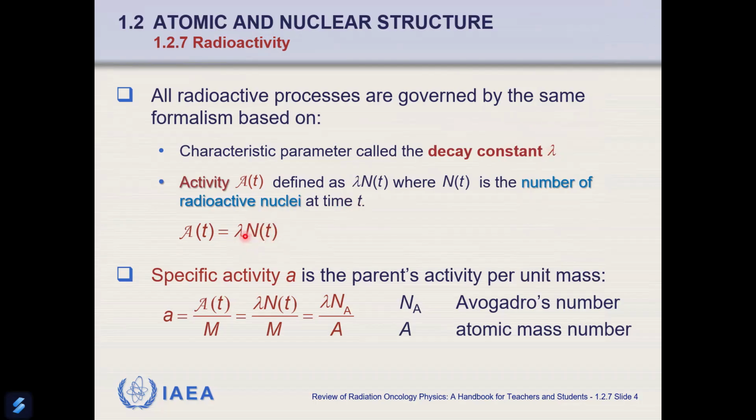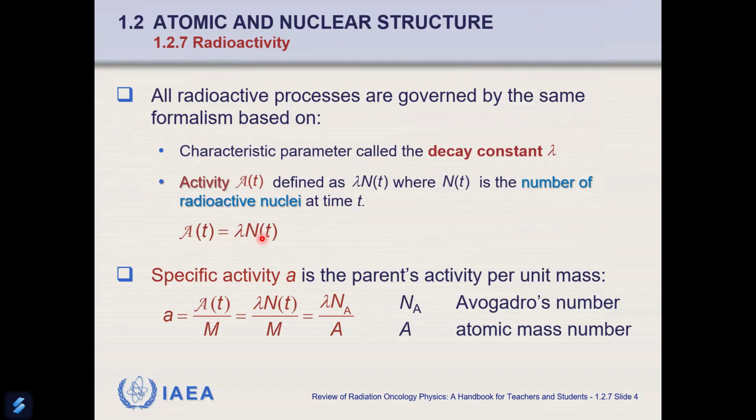So it's simply the decay constant is in the units of per second. All right. And of course, this is a number. So activity would be basically the number of nuclei decaying per unit time. All right. Actually remaining per unit time.